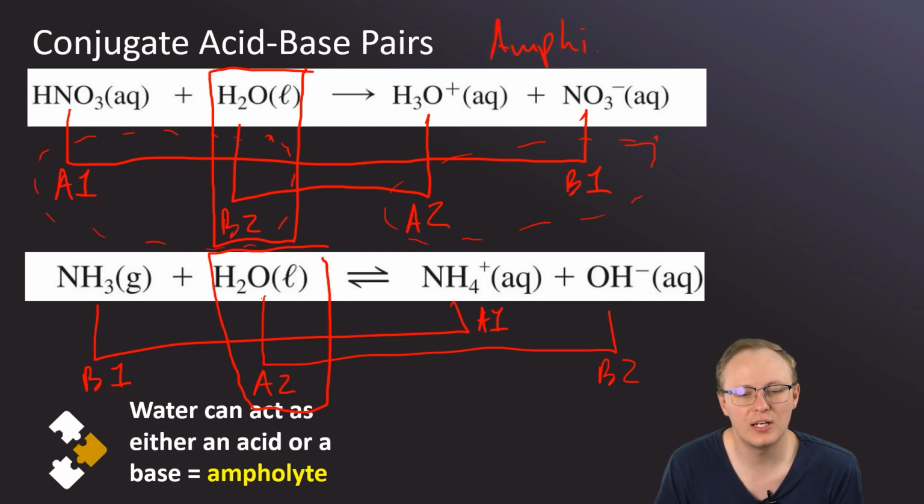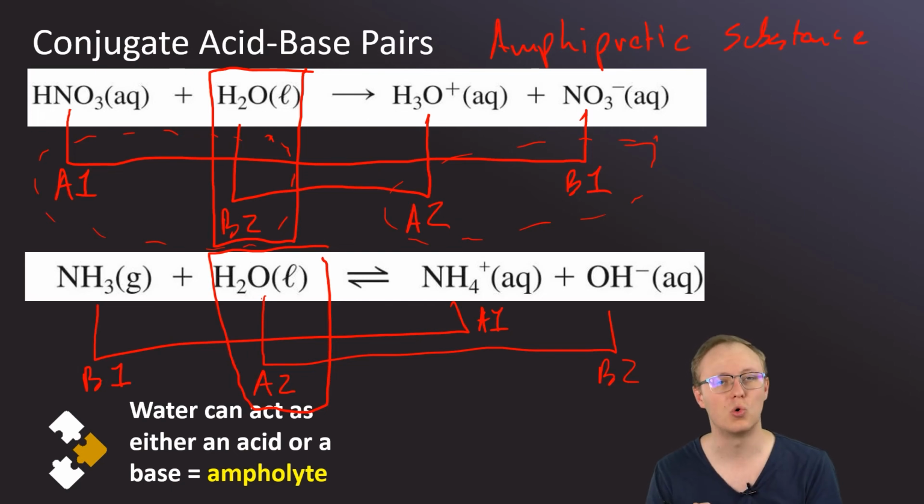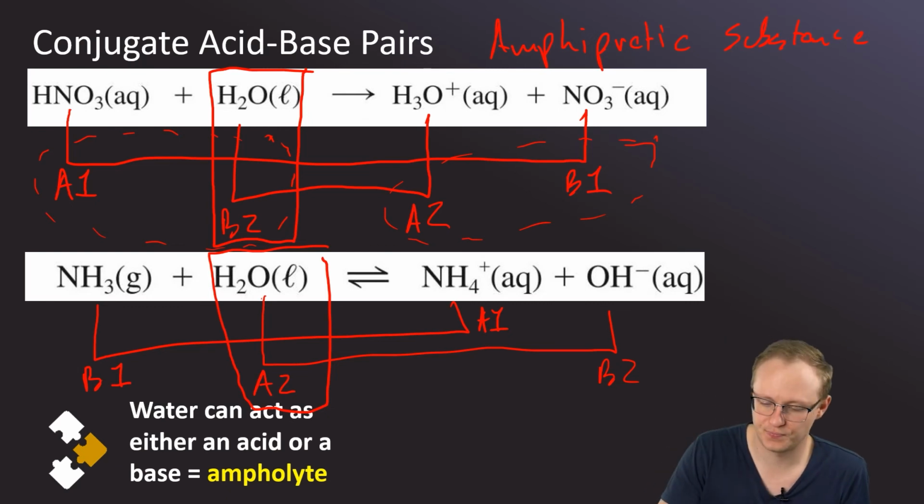Okay, so it's kind of easy to remember this if you think about an amphibian, right? So what on earth is an amphibian? Well, it's something that can live both on water and on land, right? So it does it both. So an amphiolyte or an amphiprotic substance is that thing that does it both. It can act as an acid or as a base.